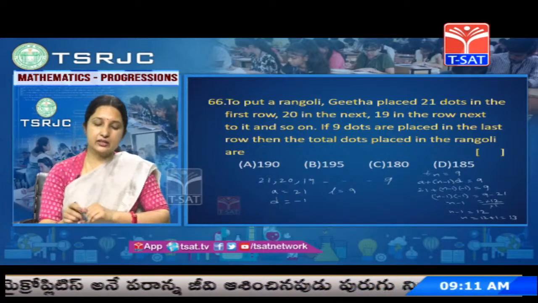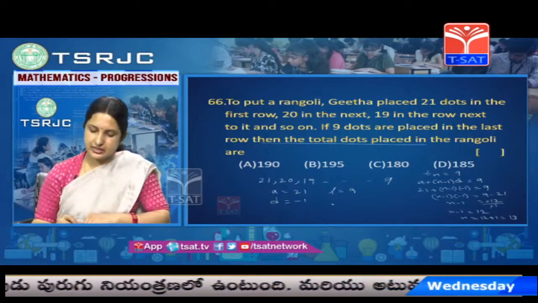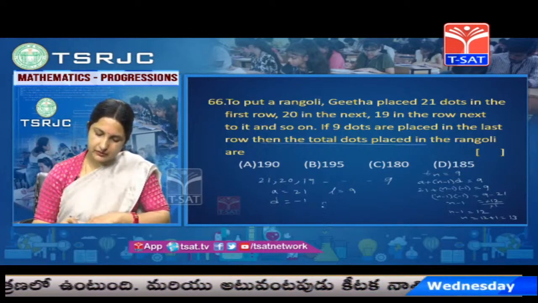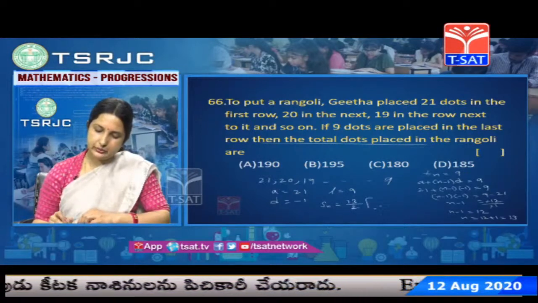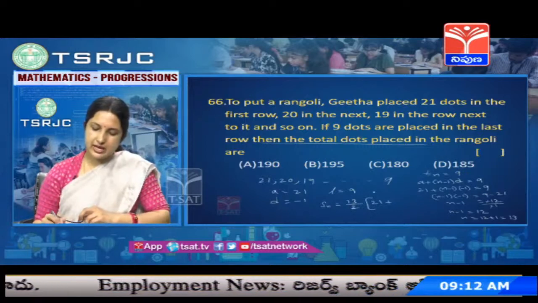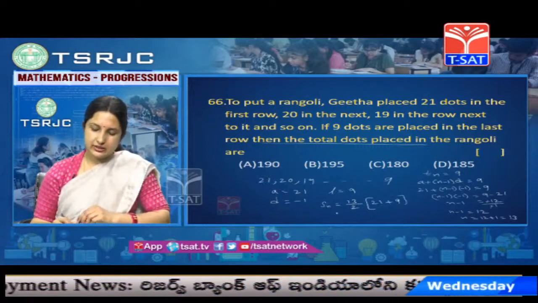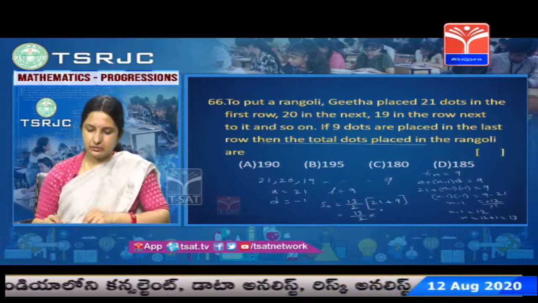What we had to find out? The total dots placed. That means Sn we had to find out. Sn equals to n by 2 into A plus L, no? A is 21 plus L is 9. So 13 by 2 into 21 plus 9 is how much?